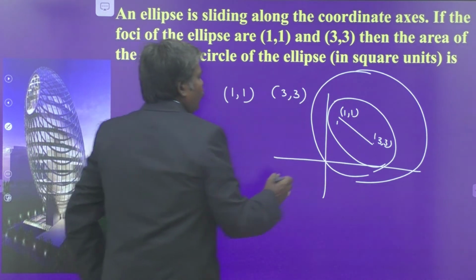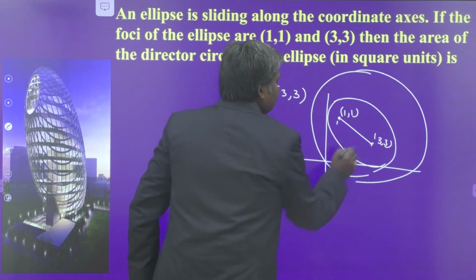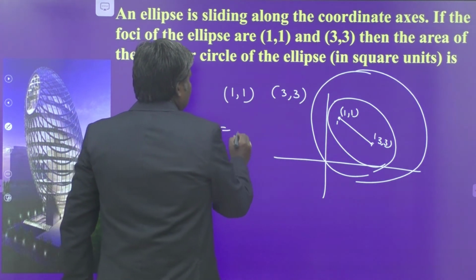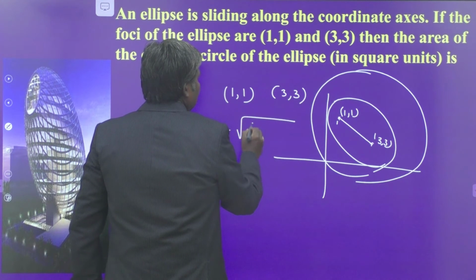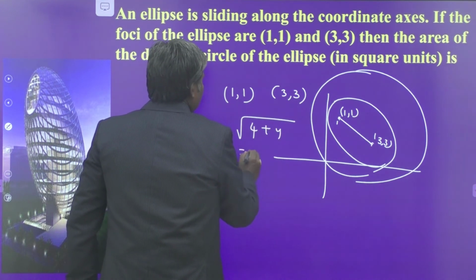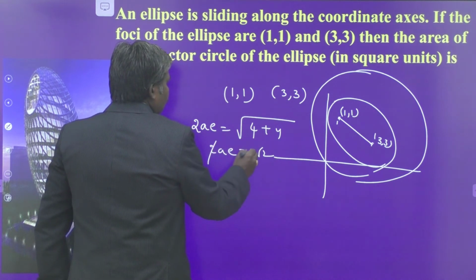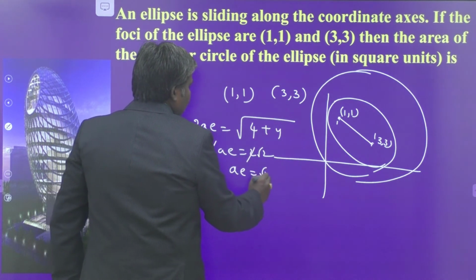So what is the distance between the two foci? We know that the distance between two foci is 2AE. That is nothing but root of (1 minus 3) whole square plus (1 minus 3) whole square, that is 4 plus 4, that is 2 root 2. 2AE is equal to 2 root 2. We have AE is equal to root 2.